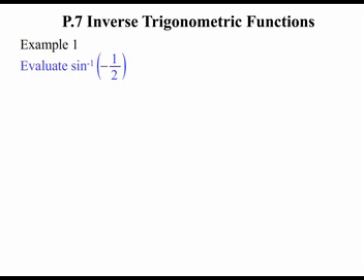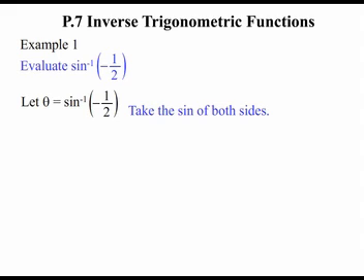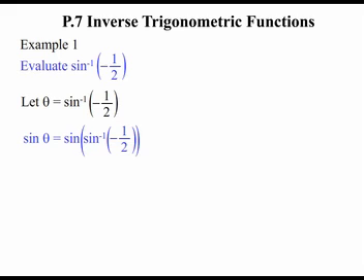So, example 1, evaluate sine inverse of negative 1/2. Well, if I let theta equal sine inverse of negative 1/2, we now have an equation theta equals sine inverse of negative 1/2. To remember that f of f inverse of x will undo it, let's just take the sine of both sides of this equation. So I now get sine theta equals sine of sine inverse of negative 1/2. Well, we know that the sine of sine inverse is just negative 1/2. So sine theta equals negative 1/2.